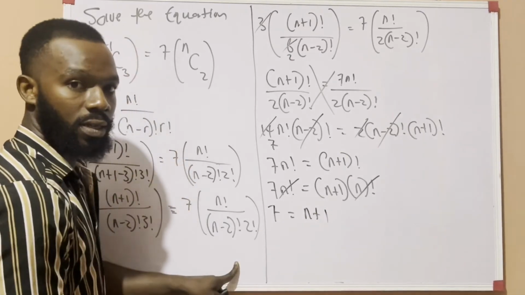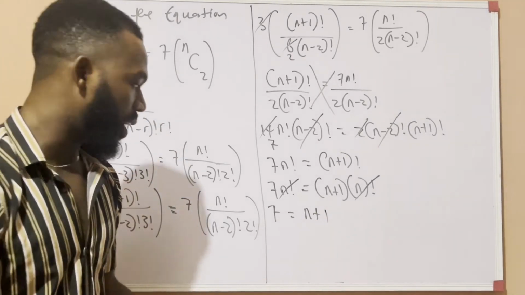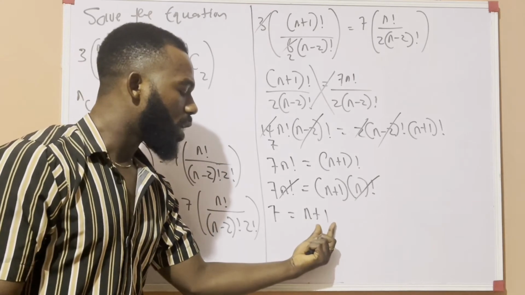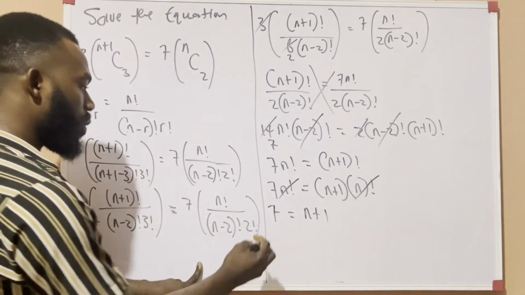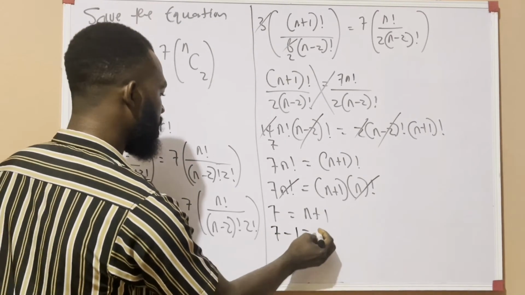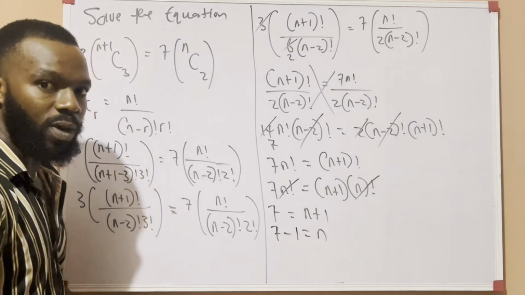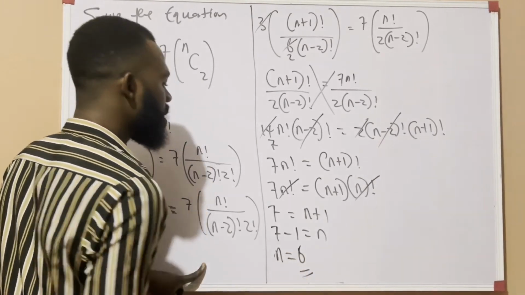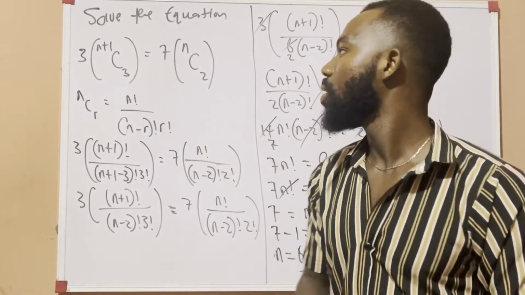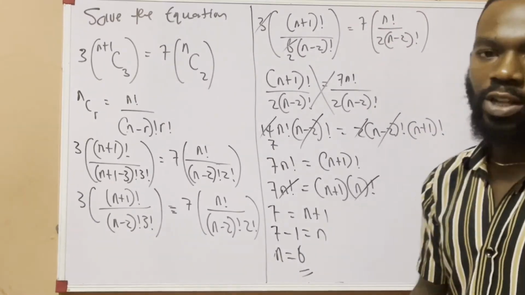So if we are to find the value of n, it means I have to take plus 1 to the left hand side of the equation, and it becomes minus 1. So here becomes 7 minus 1 is equal to n. And we all know 7 minus 1 is 6. So it means n is equal to 6. That is the answer to the question for today.